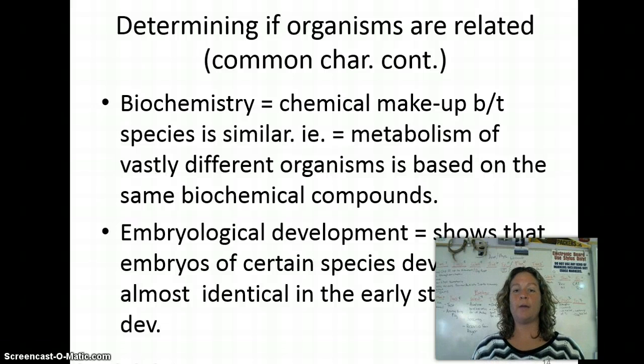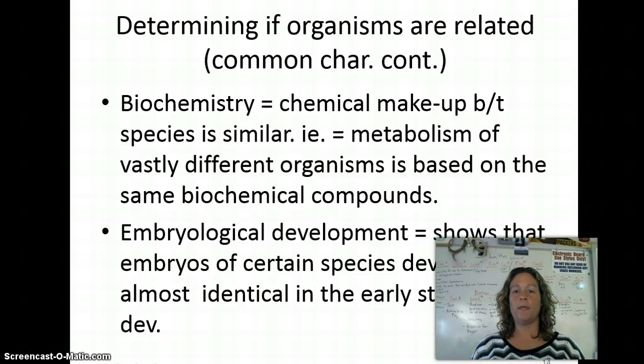Biochemistry: if the chemical makeup between two species is similar, then they could be somehow related. The metabolism of vastly different organisms is based on the same biochemical compounds. How we metabolize food and how all other animals metabolize food is very similar. So our biochemistry is the same, and the chemicals we produce are because of the DNA we have.